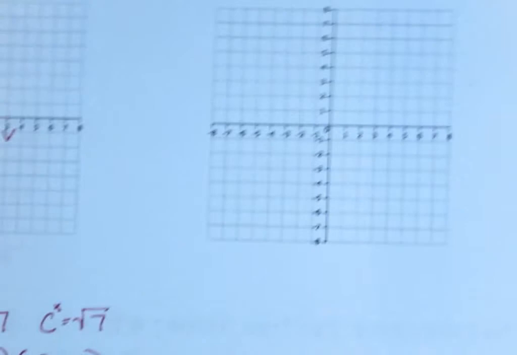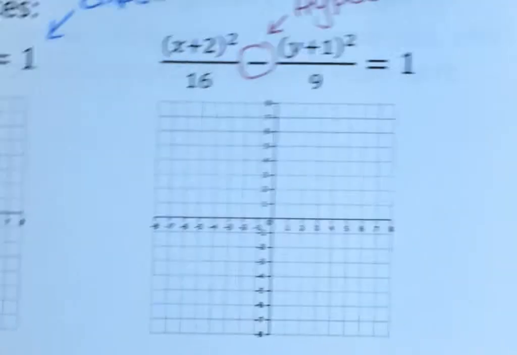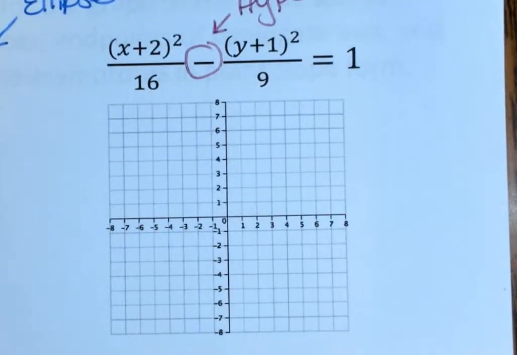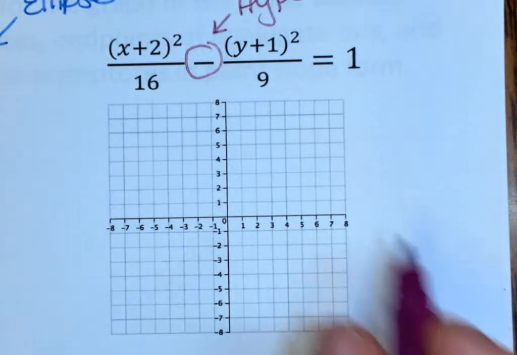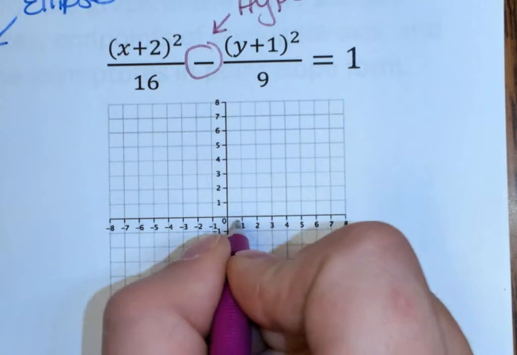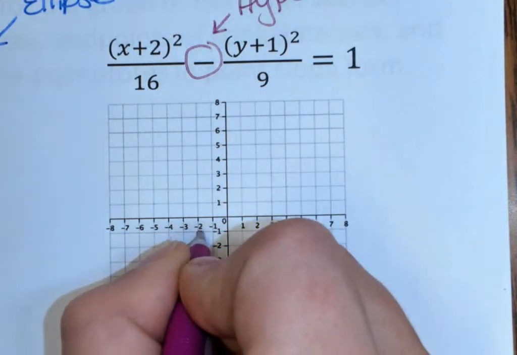All right. So let's see how this relates when we're doing a hyperbola. Okay, contain your excitement. I know this is the most thrilling thing you could ever imagine yourself doing. All right, here we go. What is the first thing that we plot for an ellipse? Guess what we're going to plot first here? The center. Where is the center? -2, -1.